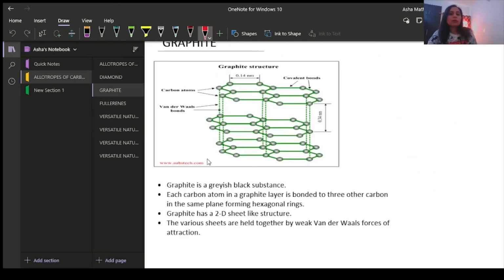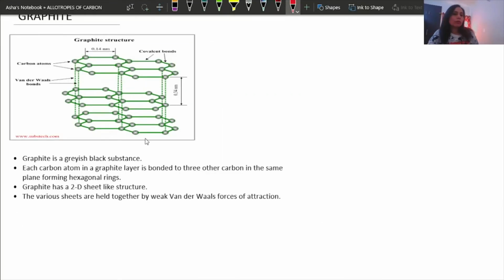Okay, now this is graphite. Graphite, you all know that it is a grayish black substance. You all must have seen it in pencil lead. It is used there. So it is a grayish black substance. It has very little shine to it, and it is quite slippery also.